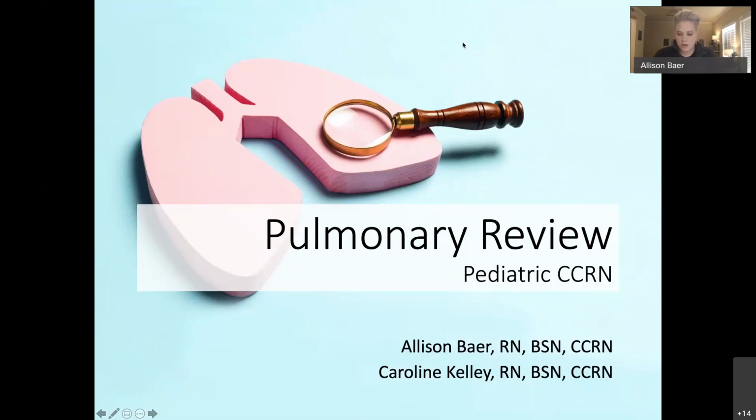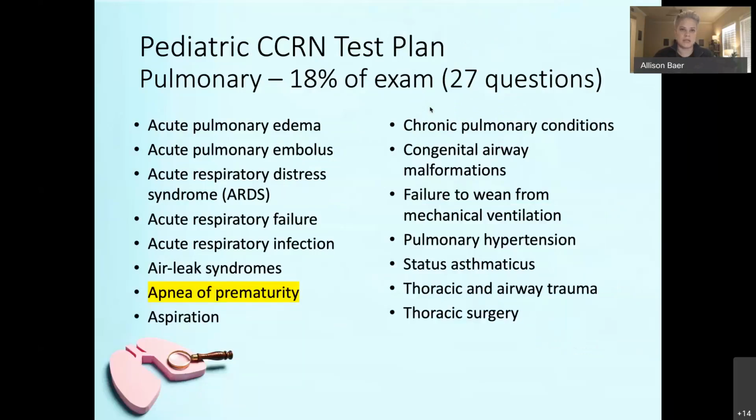So this is the pediatric test plan, again, that shows in their handbook all the things it says that the exam covers. Pulmonary is 18% of the test. So out of the 150 questions, it's 27 questions. And I've highlighted on here apnea of prematurity just because that's an addition from the 2015 test plan. So everything else on here was already on the test plan before.